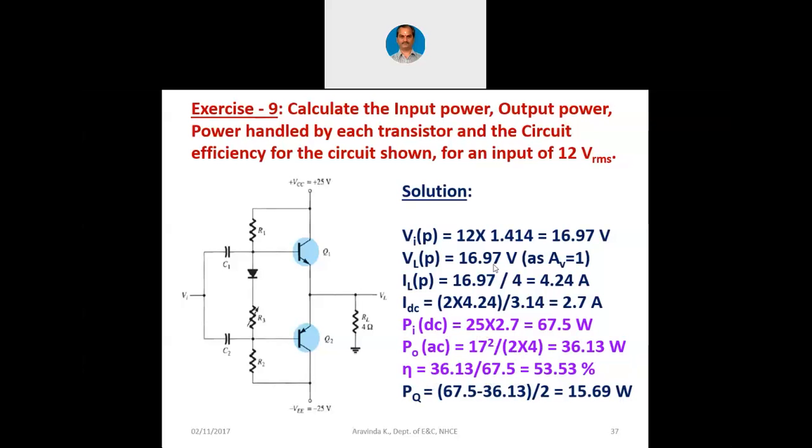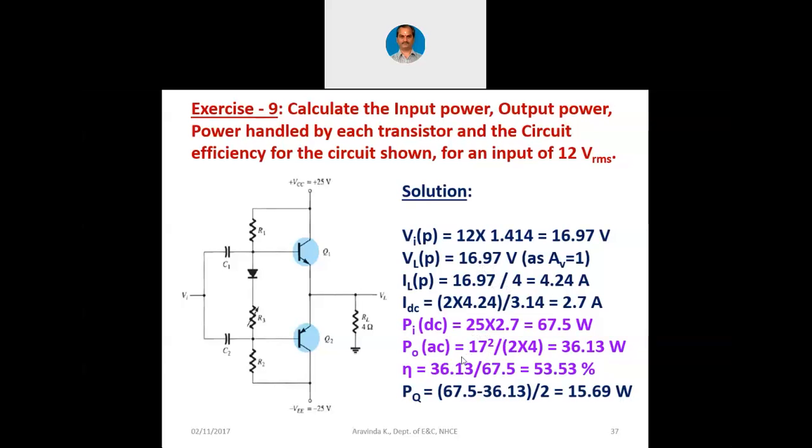Actually, this 17 I should replace by 16.97. I have used the round figure here. Later on I will make that change. This has to be 16.97 whole squared. I forgot to put the exact value and put the round figure instead. But it will not make much of a difference, since here it is only 0.03 volts. Later on anyhow I will correct it.